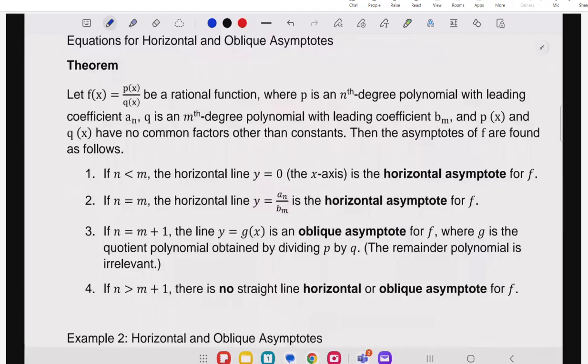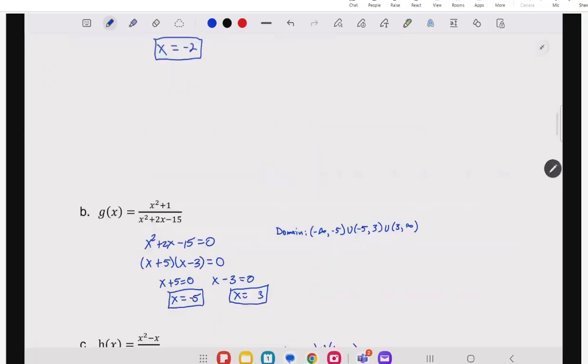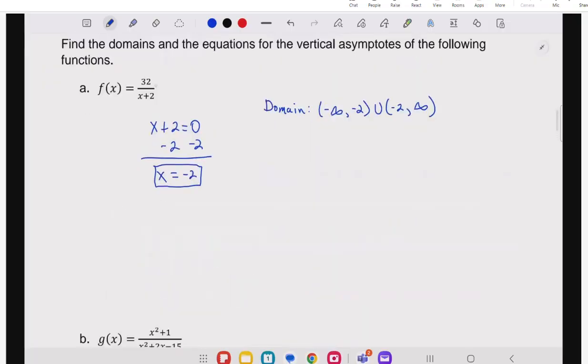So if the degree of the top is smaller than the degree of the bottom, is what the first one is saying. If n is less than m, the horizontal line y equals 0 is the horizontal asymptote. So let's look at an example of what that looks like, and we have one up here. So this example A, the degree of the top is 0 and the degree of the bottom is 1. So the degree of the top is less than the degree of the bottom. So we know the equation for the horizontal asymptote of this is y equals 0.